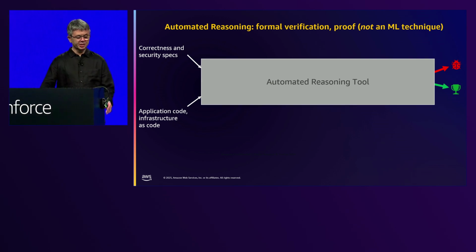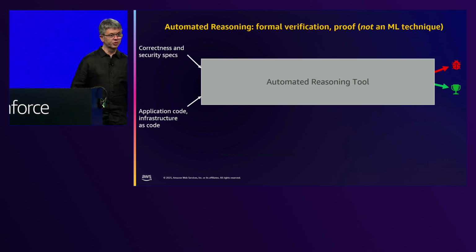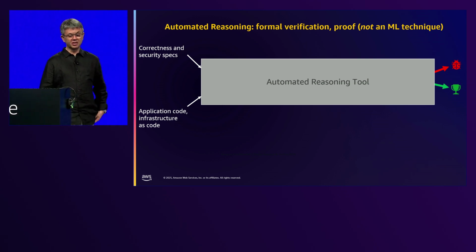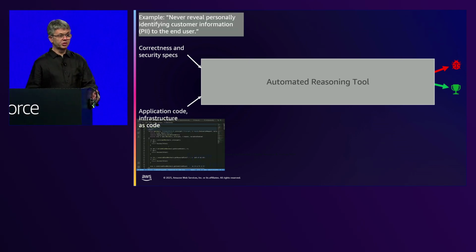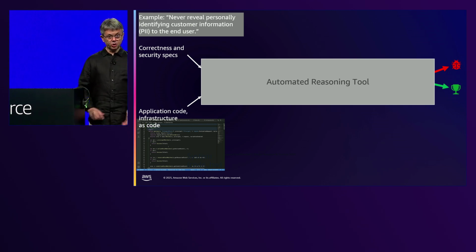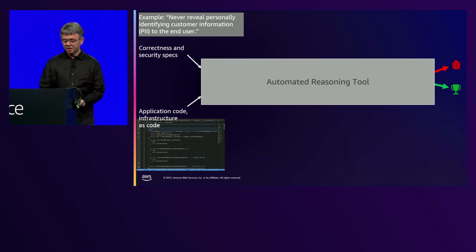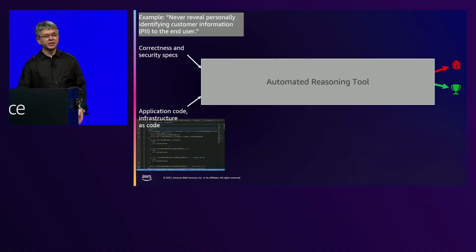These tools do mechanically produced and mechanically checked proof of properties, correctness and security properties, on your application code or infrastructure as code. The input to these tools is your code or infrastructure as code, as well as correctness or security properties that you want to be true. An example might be, for instance, that your application never reveals personally identifying customer information to the end user.